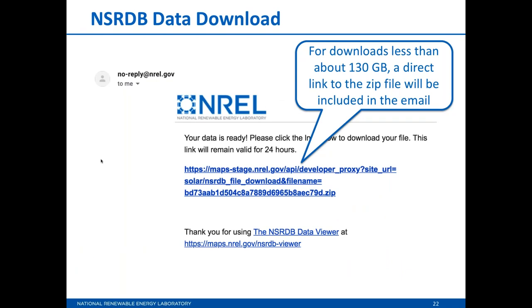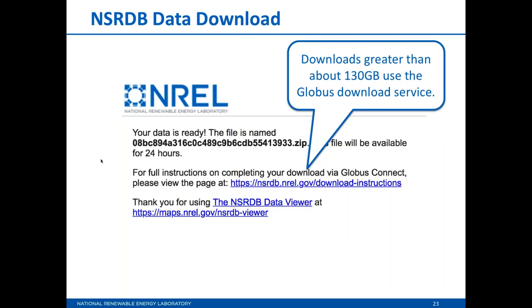For downloads whose size is less than about 130 gig, you will receive a link that will take you to a direct download of the data archive, whether it's a single CSV file or dozens of CSV files, it'll be one big zip file. For really big downloads, greater than 130 gig, we use Globus Connect.